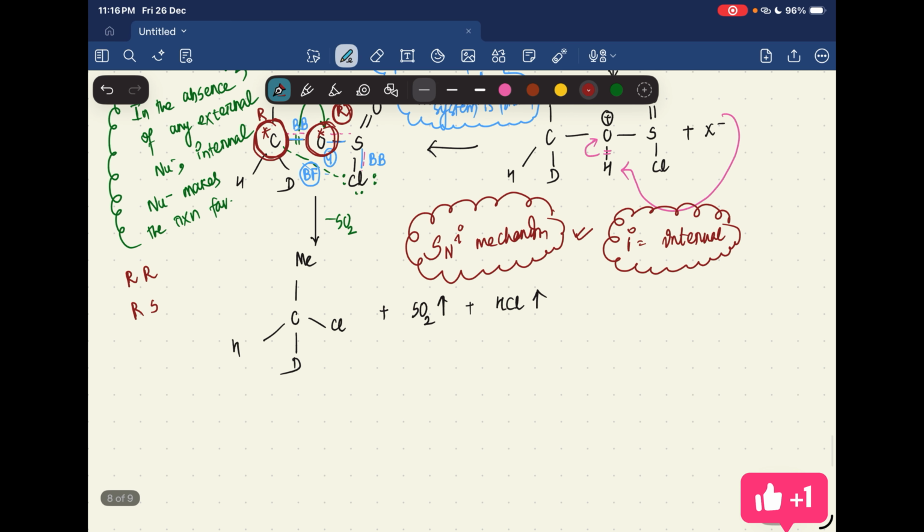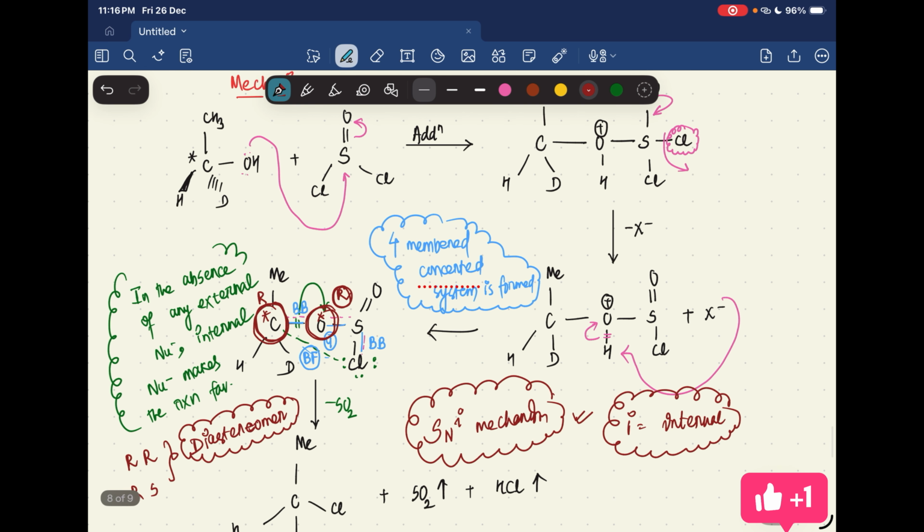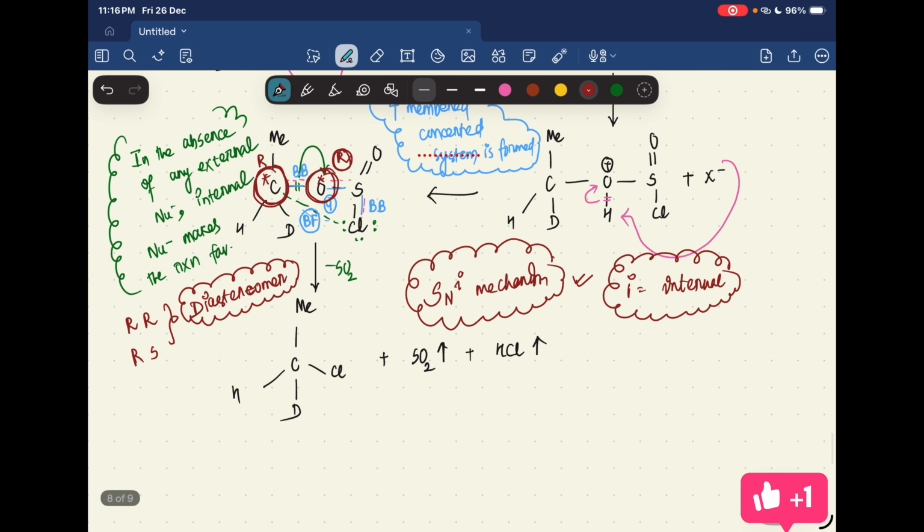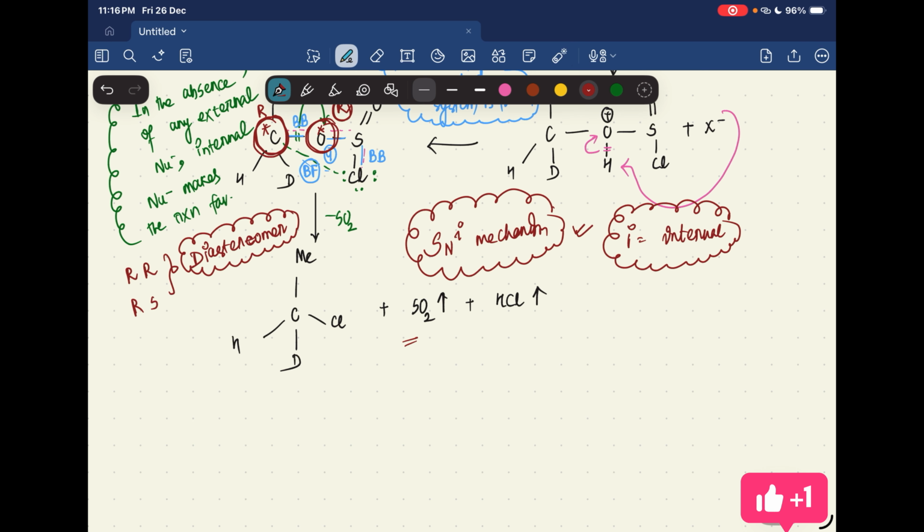For that reason, both of these combinations can be called diastereomers. Very, very important. This is called diastereomer. So it has the chance of making diastereomeric isomerism. Right, so these are the points we have to keep in mind, sir. I hope this is very important. I hope you got the product over here.